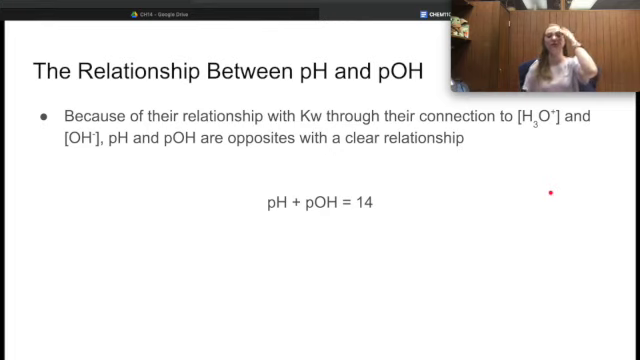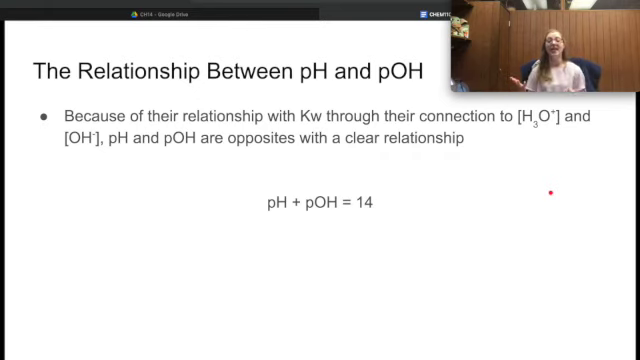Because of their relationship with Kw through their connection to the concentration of H3O+ and the concentration of OH-, and how those two together make up that Kw value, pH and pOH are exactly opposite of each other with a very clear relationship. So pH plus pOH always equals 14. So you can always go back and forth in any situation between pH and pOH by just subtracting from 14, basically.